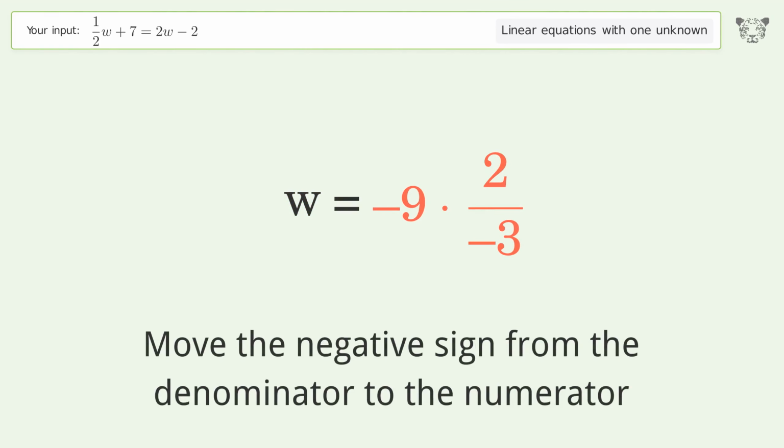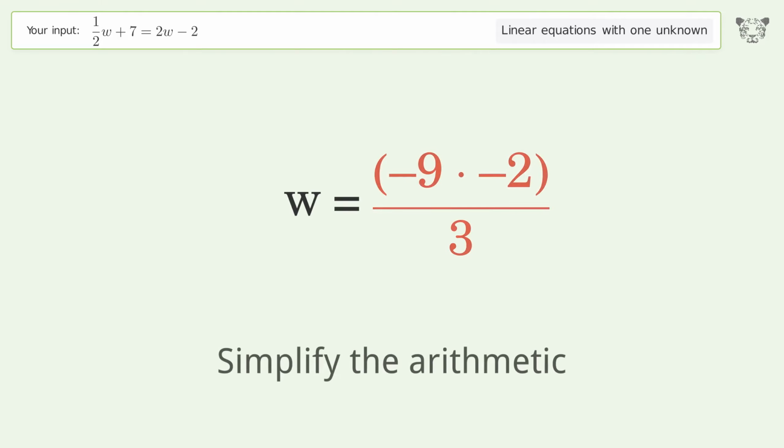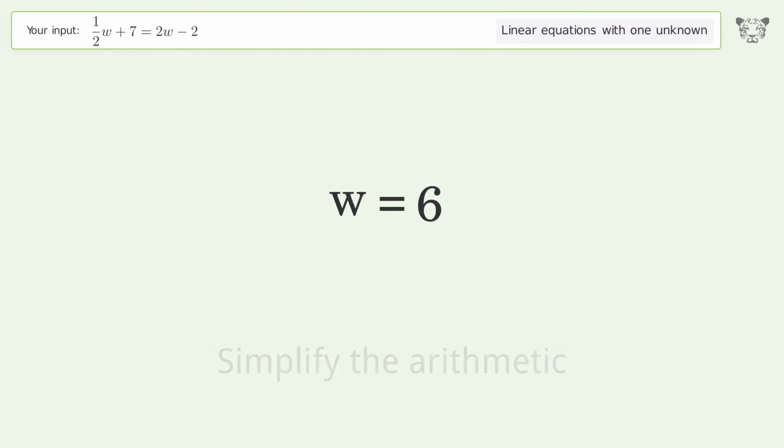Move the negative sign from the denominator to the numerator. Multiply the fractions. Simplify the arithmetic. And so the final result is w equals 6.